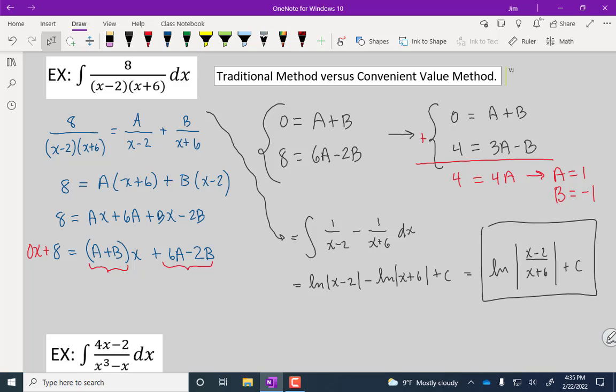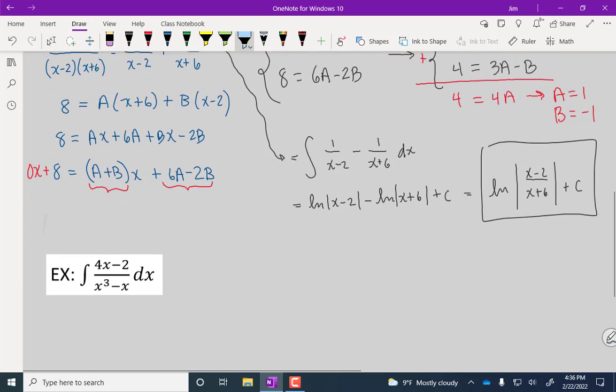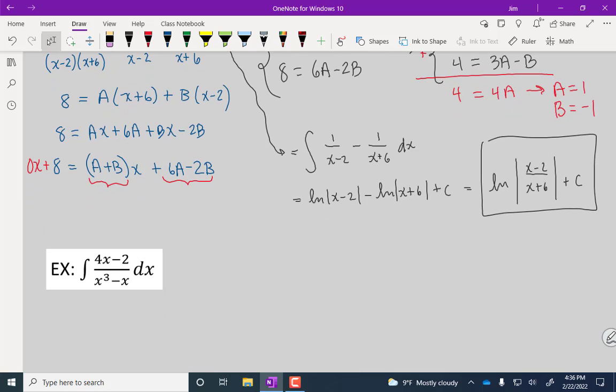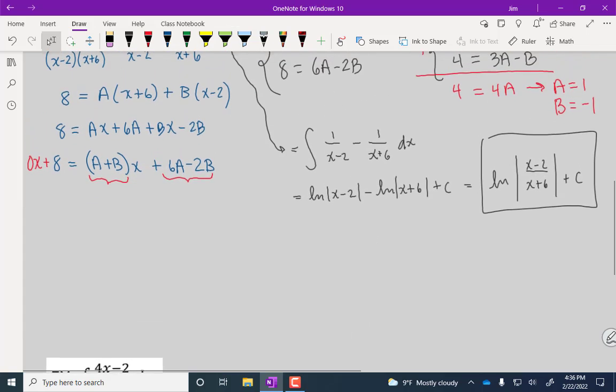So the method that we just did is called the traditional method, where we build a polynomial equal to another polynomial and we equate the corresponding coefficients. Now, here is the slick method, the convenient value method. Sounds convenient. It is super convenient, trust me. It's so convenient that it's going to blow your mind.